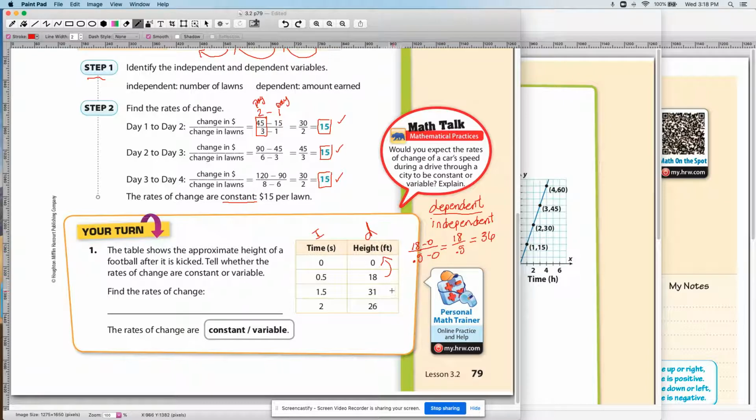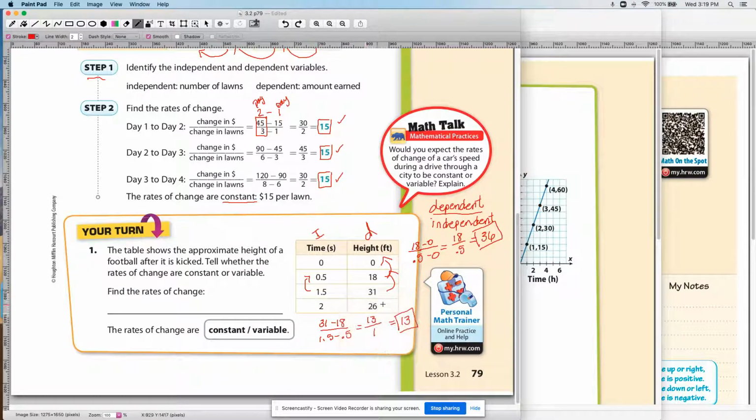The next one is going to be 31 and 18, so we'll do it over here. We've got 31 minus 18, and we have to keep them in the same order. So we're going to have 1.5 minus 0.5. And you are going to get, let's see, 30 minus 18 is 12. So that's going to be 13 over 1 ... and that's going to reduce to 13. So let me box in our answers here.